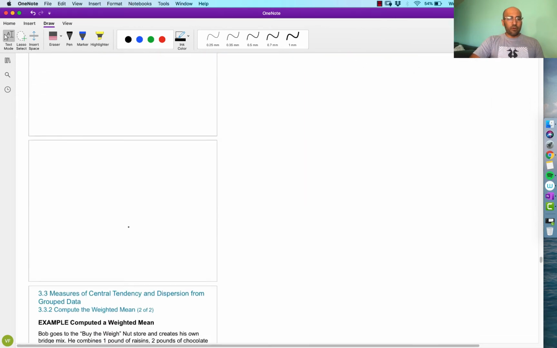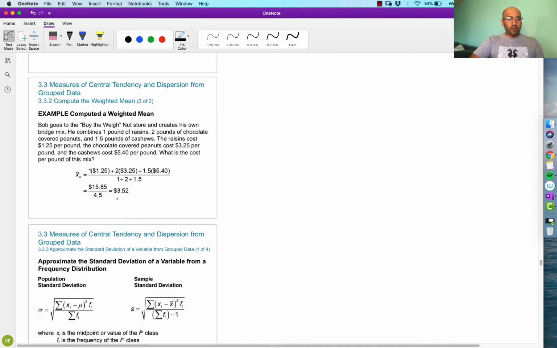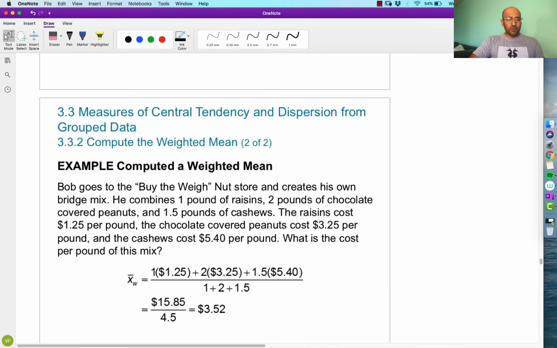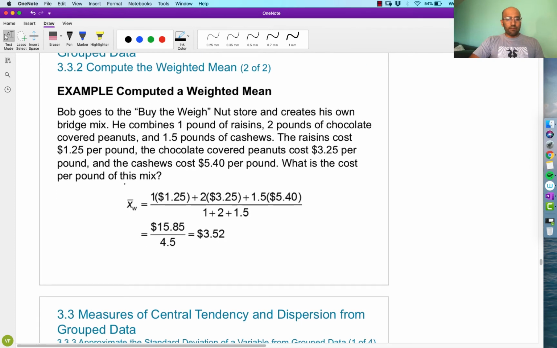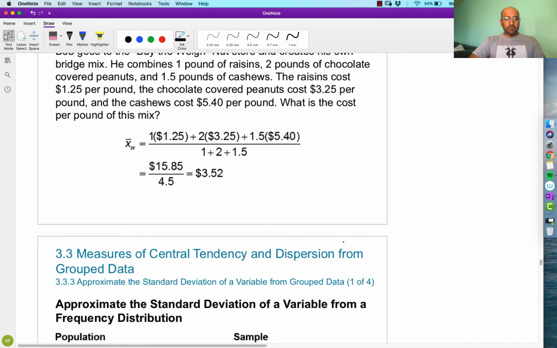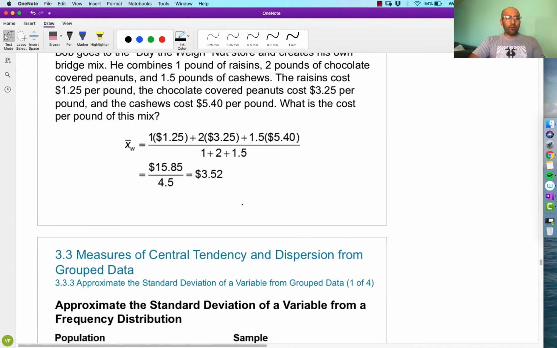See if the author organized it in a different way. All right, so the author organized it in the exact same way, like this. So that's weighted means. Let's do one more example with weighted means.